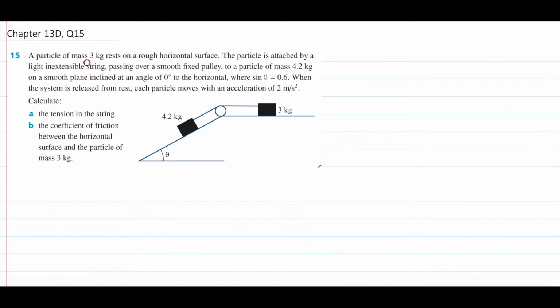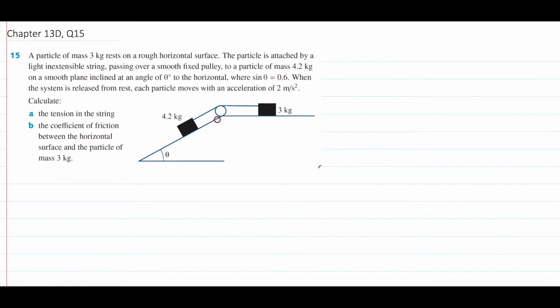15. A particle of mass 3 kg rests on a rough horizontal surface, meaning there is friction. So that's your 3 kg mass right here. The particle is attached by a light inextensible string passing over a smooth fixed pulley to a particle of mass 4.2 kilograms, this particle right here, on a smooth inclined plane at an angle of theta degrees to the horizontal, where sine theta is 0.6.